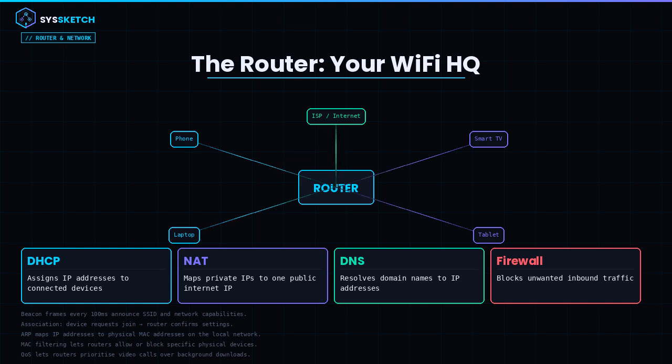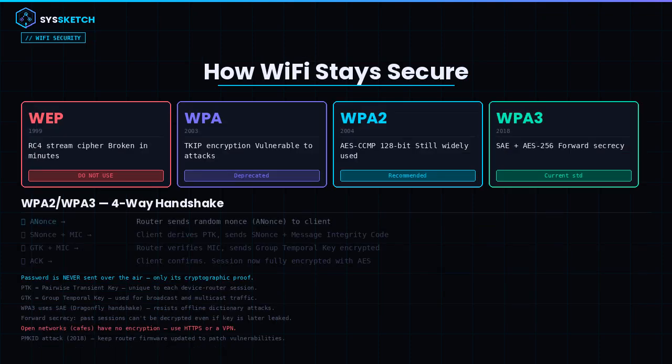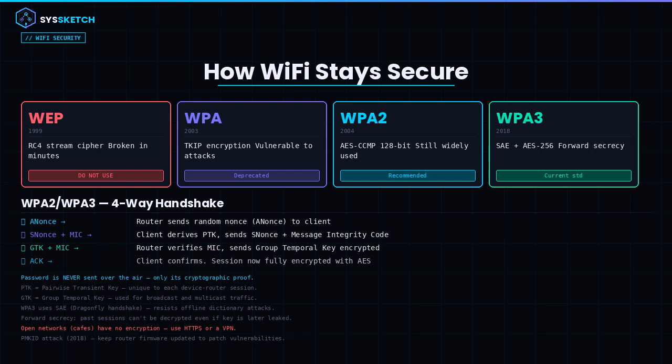Now, how does Wi-Fi keep your data secure? Early Wi-Fi used a protocol called WEP, wired equivalent privacy, introduced in 1999. It was broken almost immediately. Researchers showed it could be cracked in minutes. WEP was replaced by WPA, Wi-Fi Protected Access, in 2003, which was better but still had weaknesses. WPA2, released in 2004, brought the AES encryption standard, which is the same encryption used by banks and governments. WPA2 is still widely used today and is considered secure when configured correctly. The latest standard, WPA3, introduced in 2018, improves on WPA2 with a better key exchange mechanism called simultaneous authentication of equals, which protects you even if your password is weak.